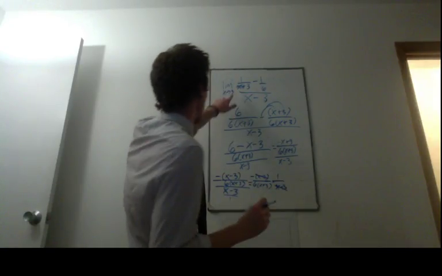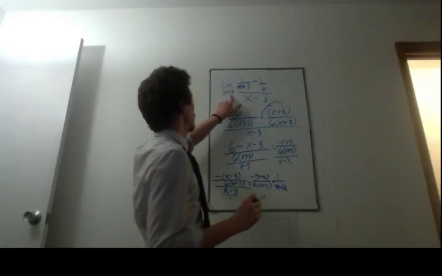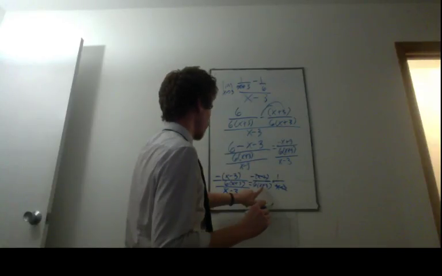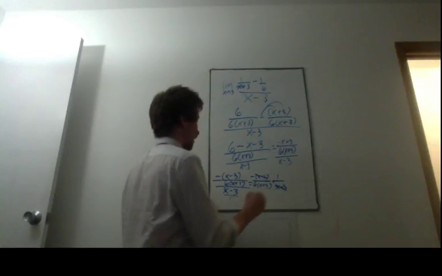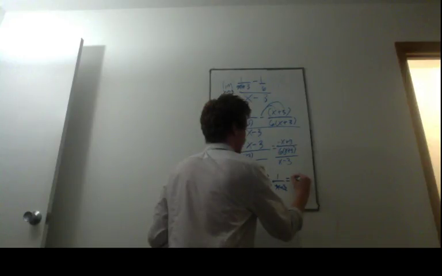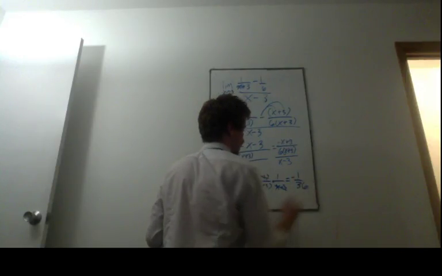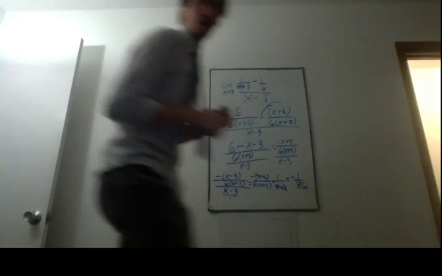Now we can plug in our 3 because our hole was canceled. So we plug in our 3. We get 3 plus 3 is 6. So our final answer is going to be negative 1 over 36. Okay, let me know if you have clarifying questions.